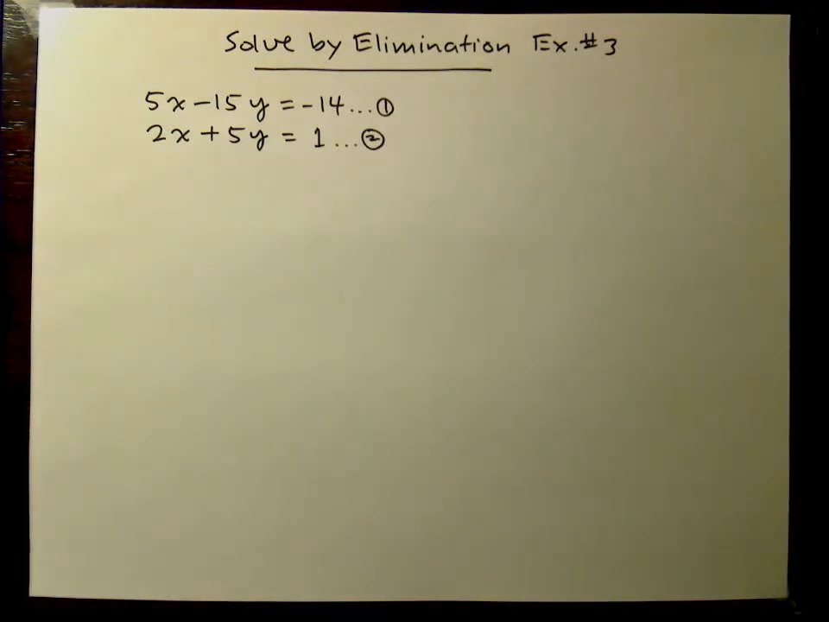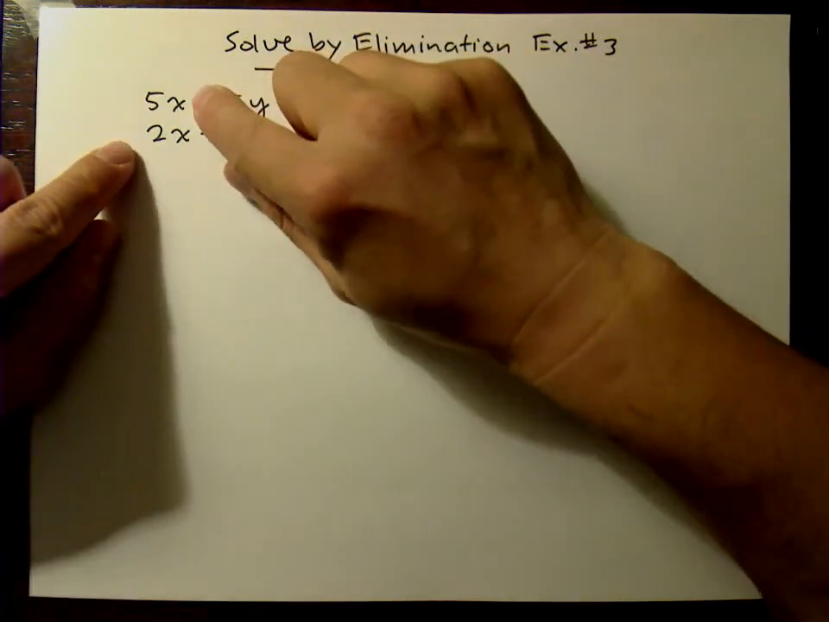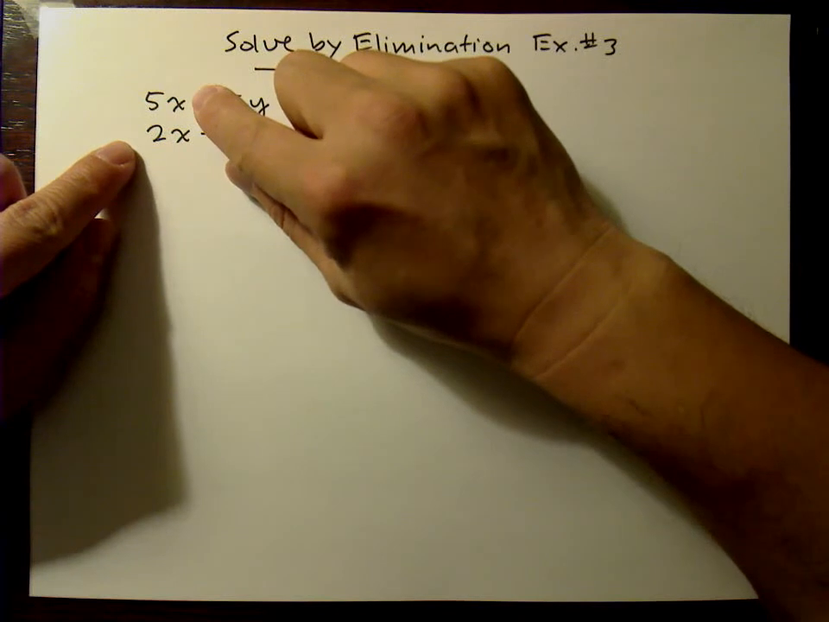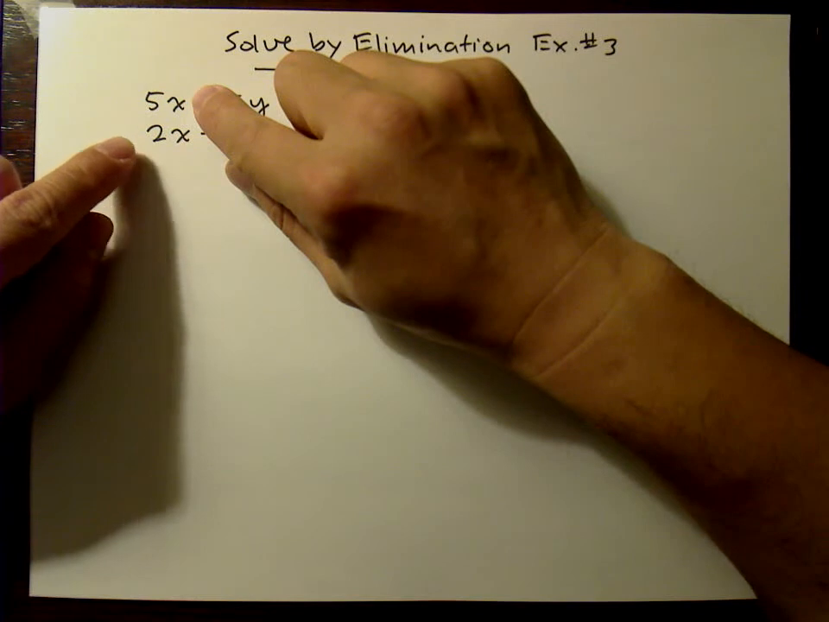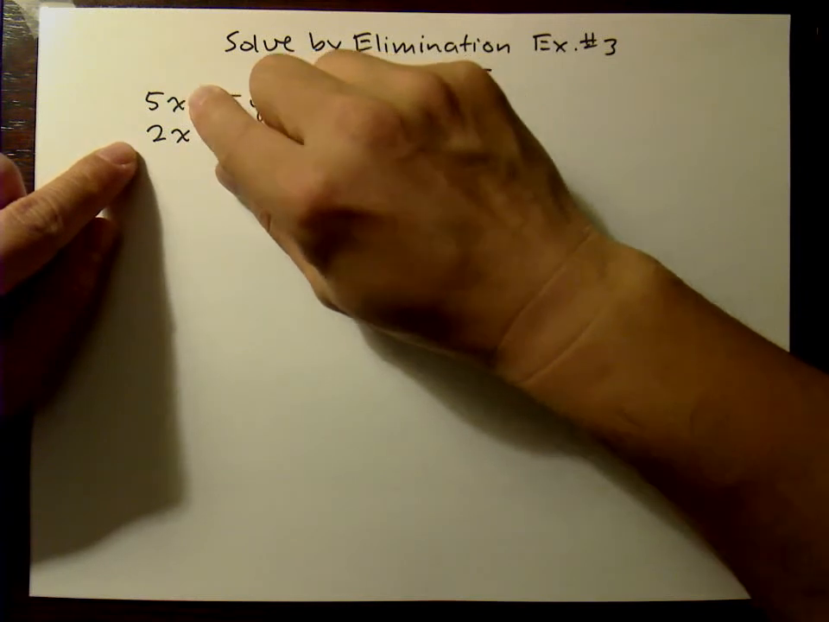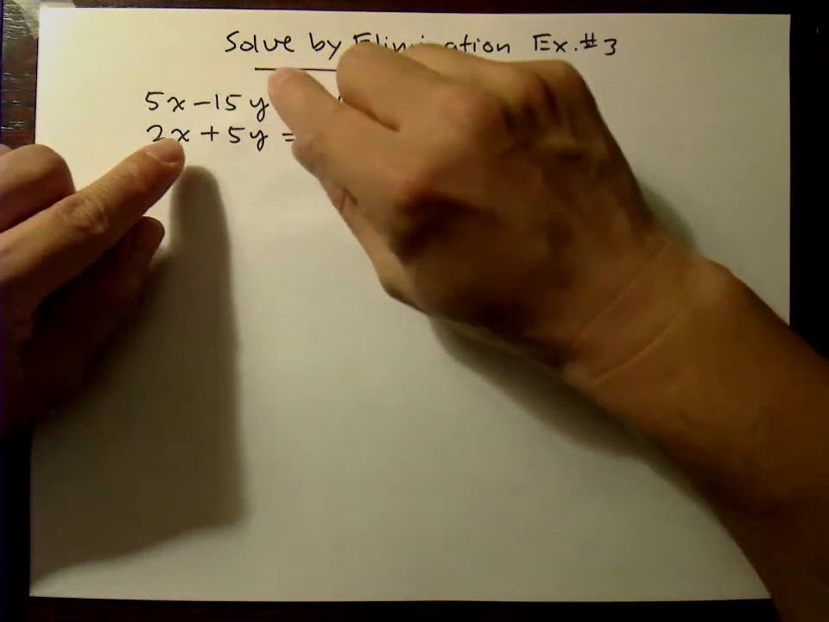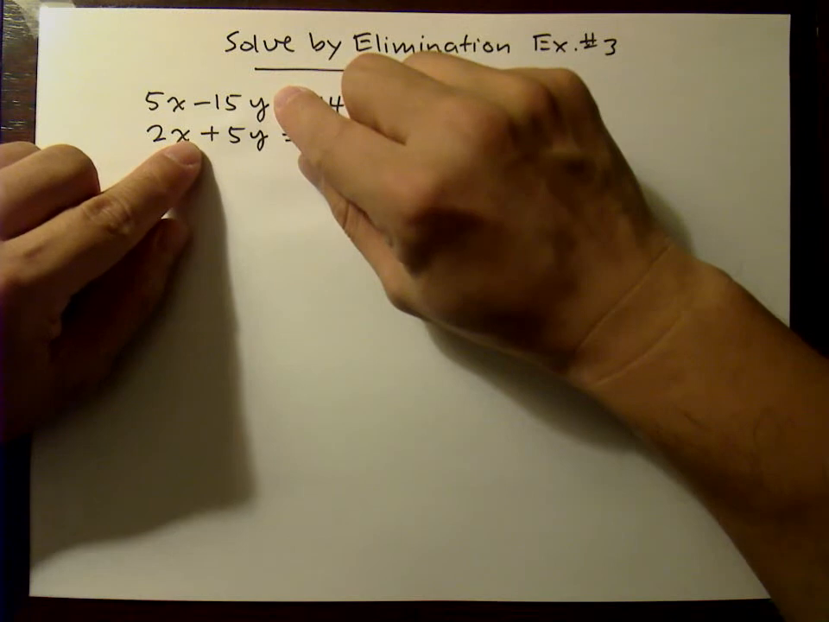Next we will be inspecting the equations to see if there's an easy way to eliminate one of the variables. Let's start with the x terms. Now imagine, is there an integer by which you can multiply the smaller x term and get what looks like the larger x term? Unfortunately, there is no such integer. So let's look at the y terms now.